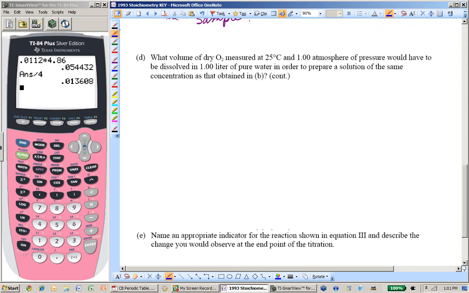Then, what volume of dry oxygen measured at 25 degrees Celsius? Oh, look at that. A temperature and a pressure. Go directly to Kelvin. You're into the land of ideal gas law. 298 Kelvin. 1 atmosphere. So there's my T. They want to know what volume of pressure would have to be dissolved in 1 liter of pure water in order to prepare a solution of the same concentration as that obtained in B.